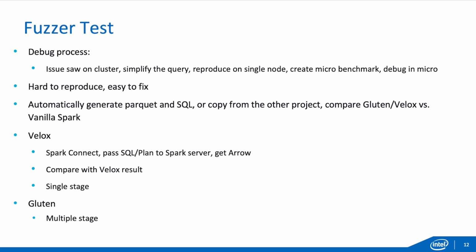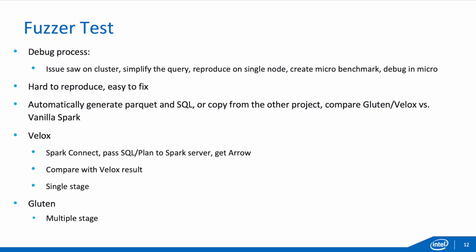So we wanted to fix this issue in a better way. That's why we put most of our effort today on the fire test. The fire test has two parts. One is in Velox, which we will contribute to the Velox community. It uses Spark Connect: it passes the SQL or Spark Connect plan to the Spark server, gets the Arrow-based data, and then compares the Arrow data with the data returned from Velox. It will be a single stage.